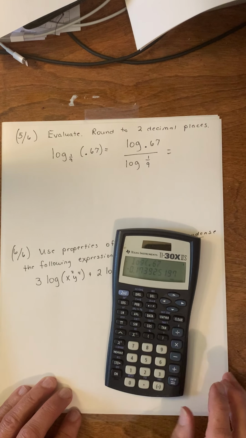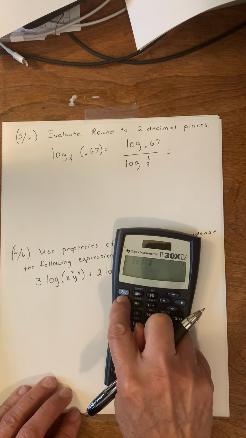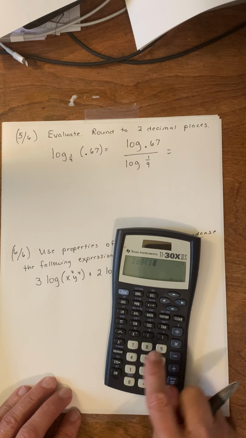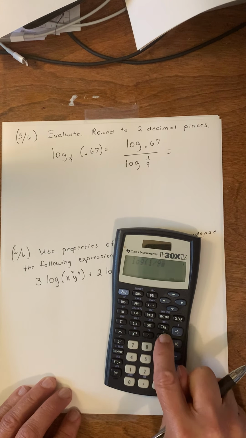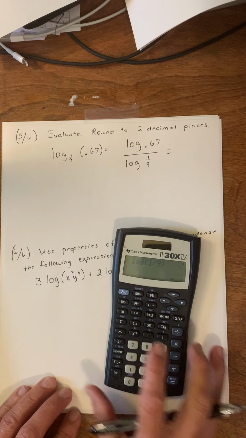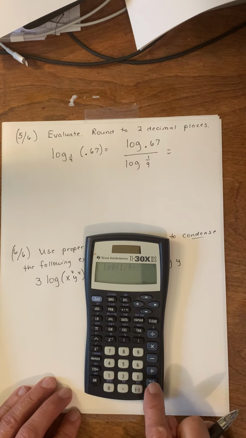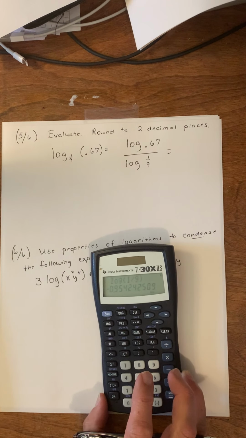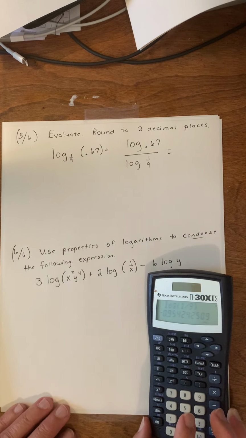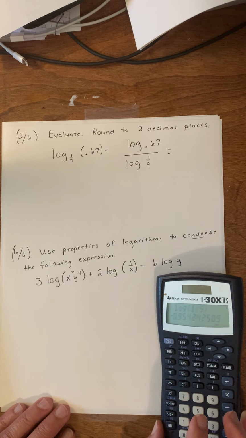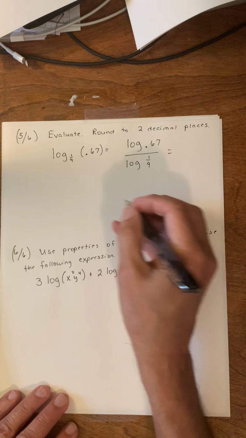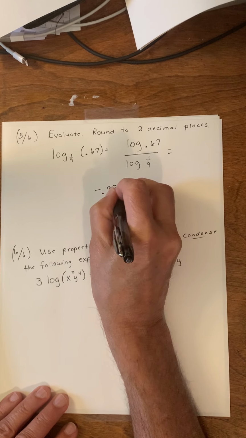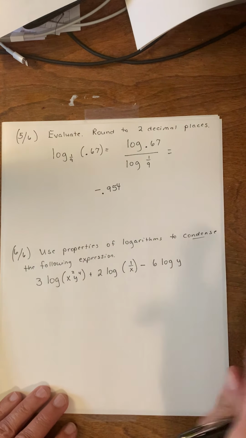Log of 0.67 equals, so I've got my numerator, divided by log of 1/9. I'm going to go 1 divide 9, close my parentheses. So I got log of 1/9 there, equals, and I get negative 0.954. That's the 3 decimal places.